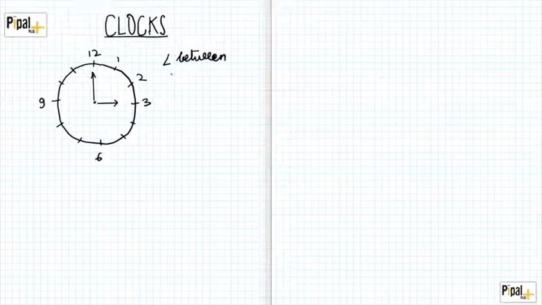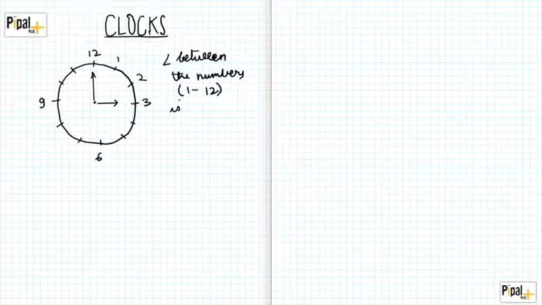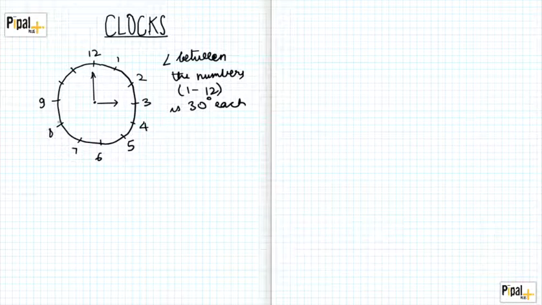The angle between the numerals, the numbers 1 to 12 on the clock face, is 30 degrees each, right? That means the angle between 12 and, let's say, 4 is going to be 30 times 4, 120 degrees, right? So that's the first thing we should know.